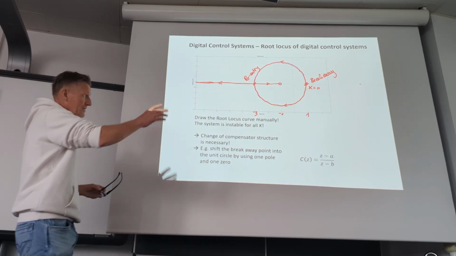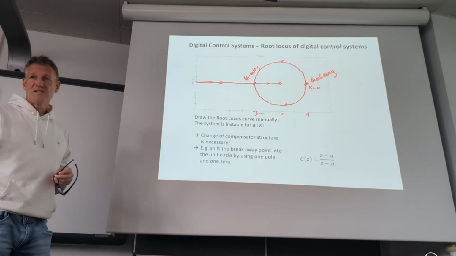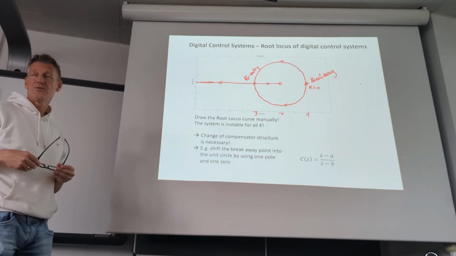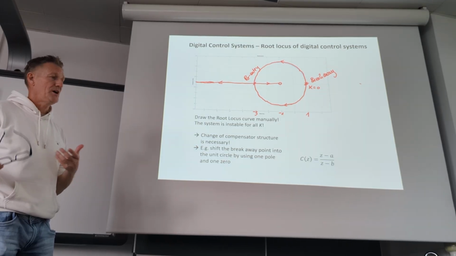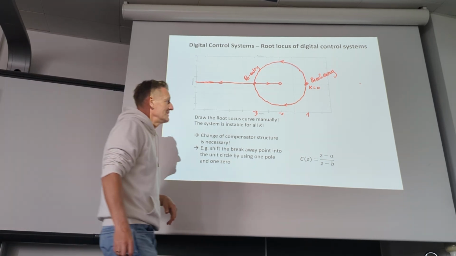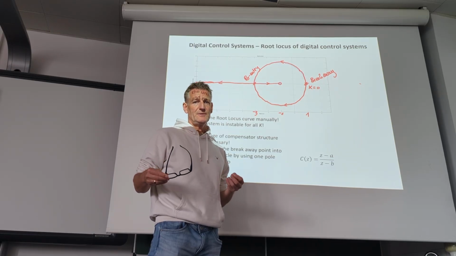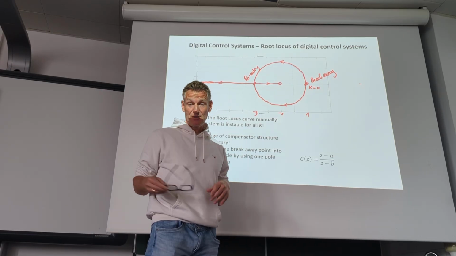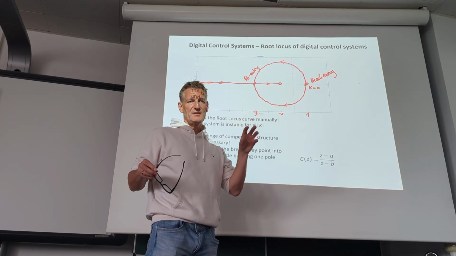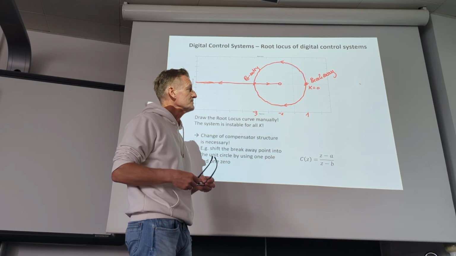And then we learned about the calculation of the breakaway and the re-entry point, but just this one rule about the real axis allows us already to have some thoughts about how to get the branches into the unit circle. So we can change and modify the controller with some poles and zeros actually. Then these new poles and zeros belong to the open loop transfer function.